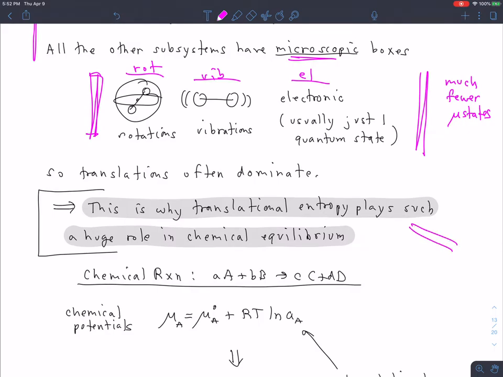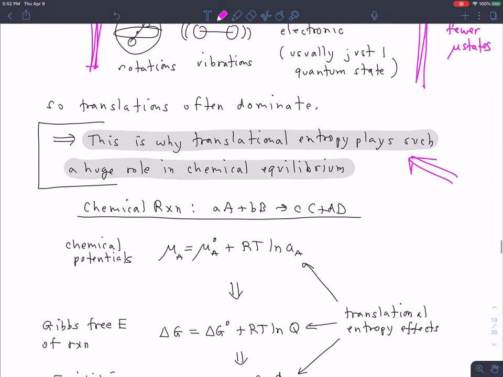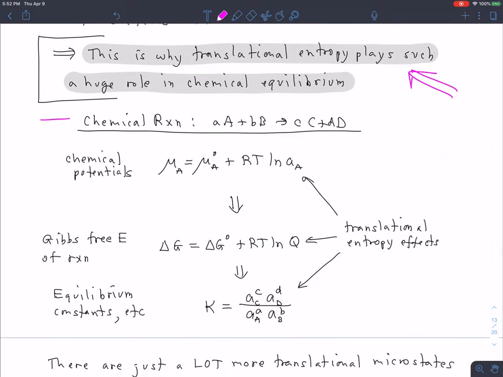And here's the bottom line for us chemists. This is why translational entropy plays such a huge role in chemical equilibrium. Let's look at that a little bit. Here's a chemical reaction. Our usual abstract chemical reaction. A times A plus B times B goes to C times C plus D times D.